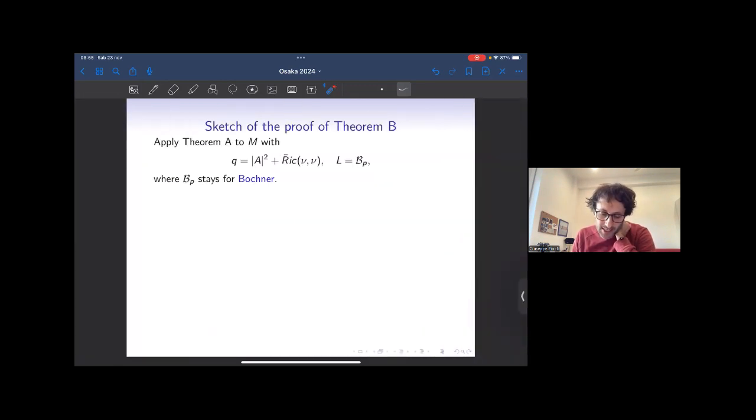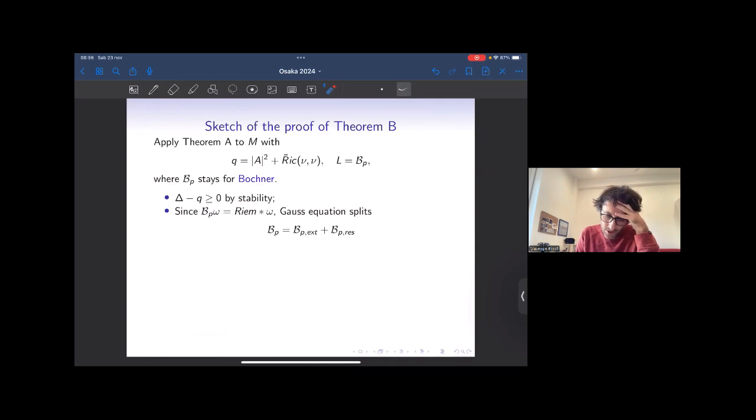Let's give a very short sketch of the proof for theorem B. We want to apply theorem A with Q equal to this quantity, the normal second fundamental form plus the Ricci, and L, since we are considering p-forms, L has a special name: the Bochner operator, which could be complicated to write, but is quite well understood. So let's see: Delta minus Q is non-negative by the stability. This was one of the two hypotheses of theorem A.